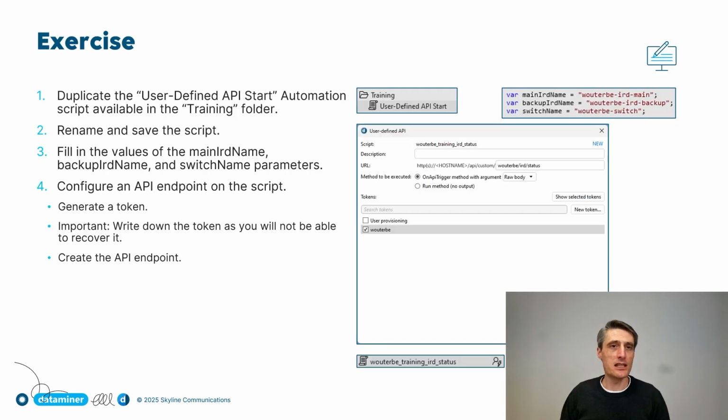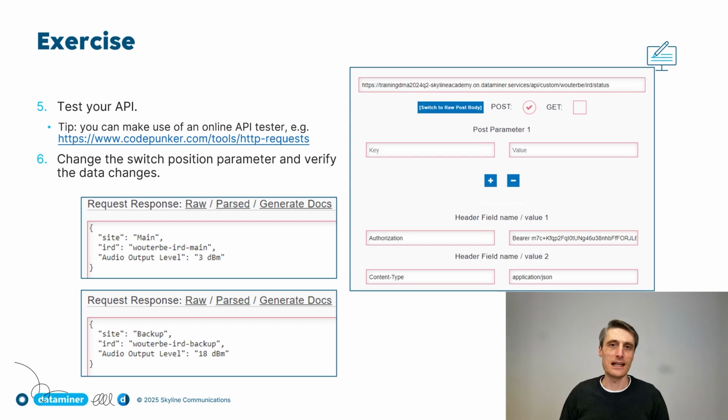Okay, the exercise is a user-definable API. We created one like that, so you can take another look at that. We used Postman, and I did also use the CodeBunker HTTP request, which is available online. So I used that one as a second example to call my user-definable API.